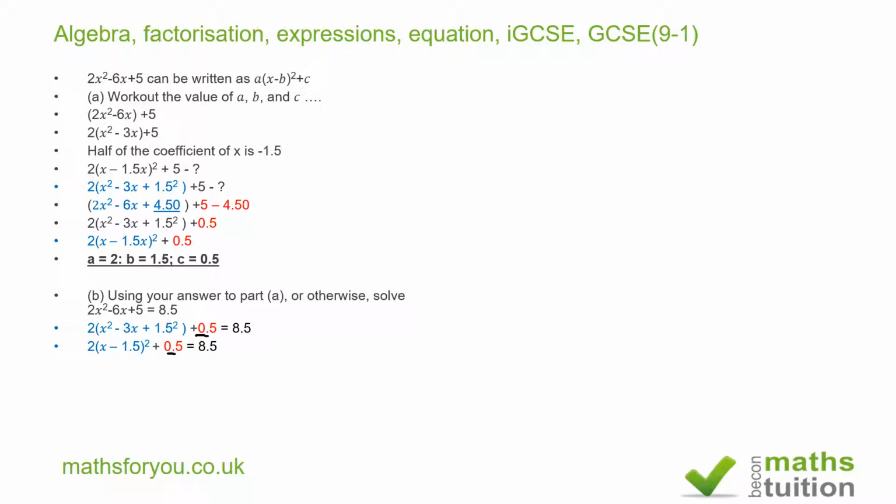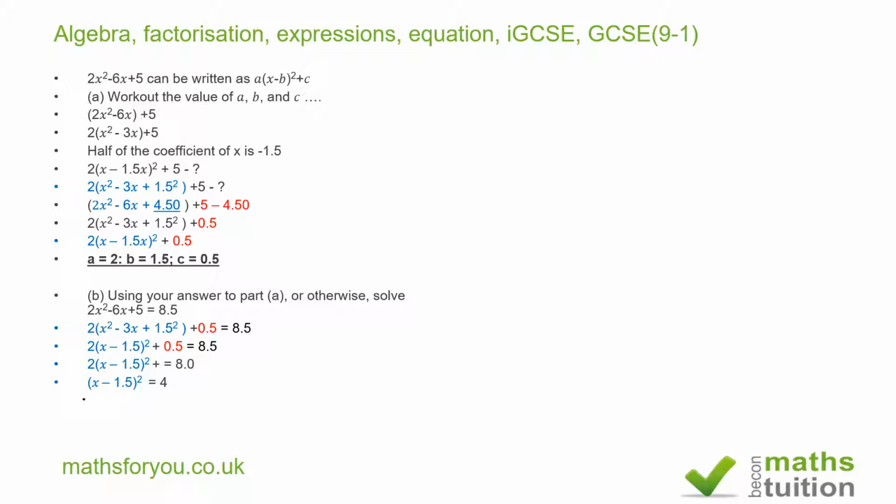Now, if you then subtract 0.5 from both sides, you end up with 2 into x minus 1.5 all squared is equal to 8.0. If we then divide both sides by 2, we end up with x minus 1.5 squared is equal to 4.